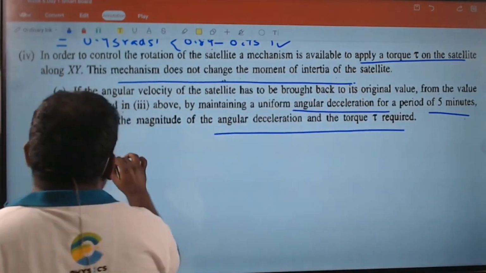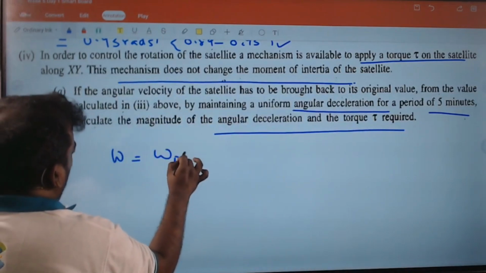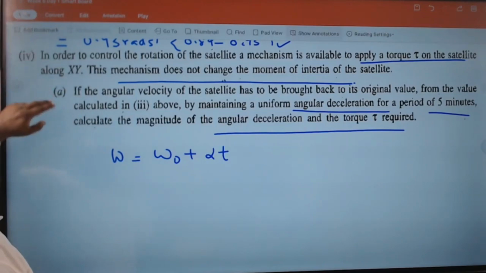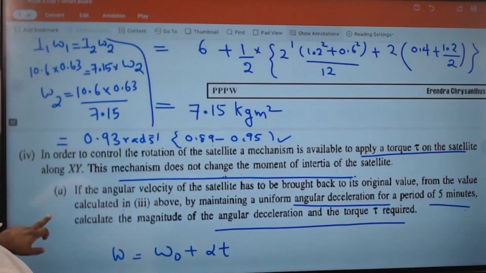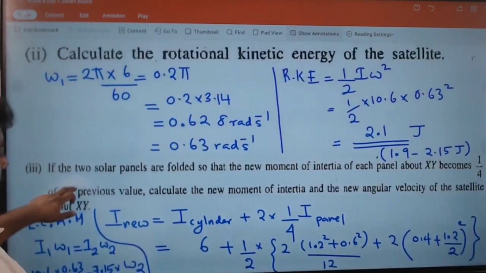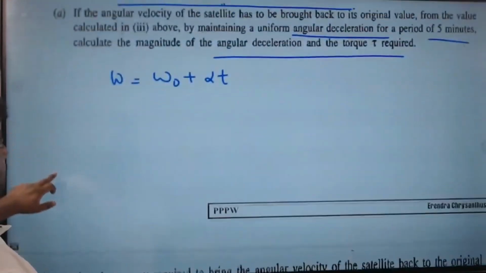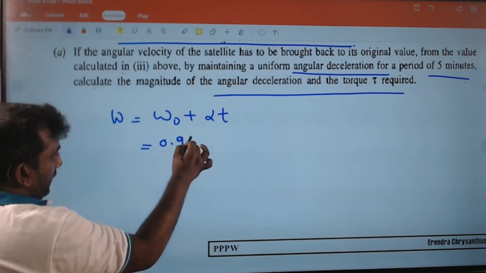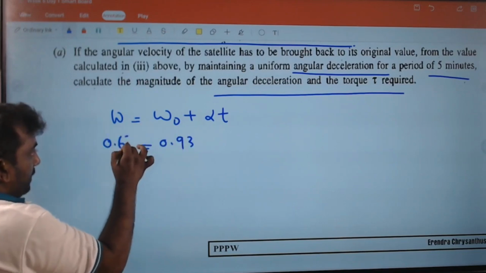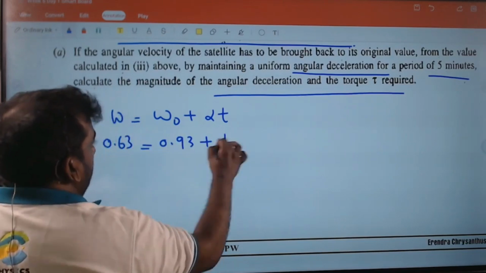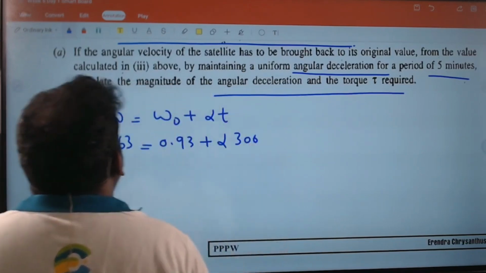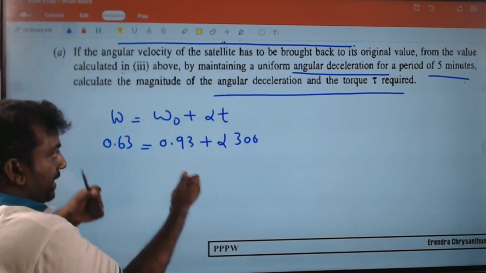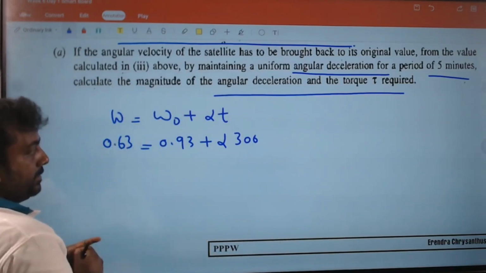Right. Omega equals omega naught plus alpha t. Now what has happened? It is 0.93, initial 0.63. Now from 0.93, we have to bring it to 0.63. How many minutes? 5 minutes, 300 seconds. So torque is bringing the object back again to the initial speed.